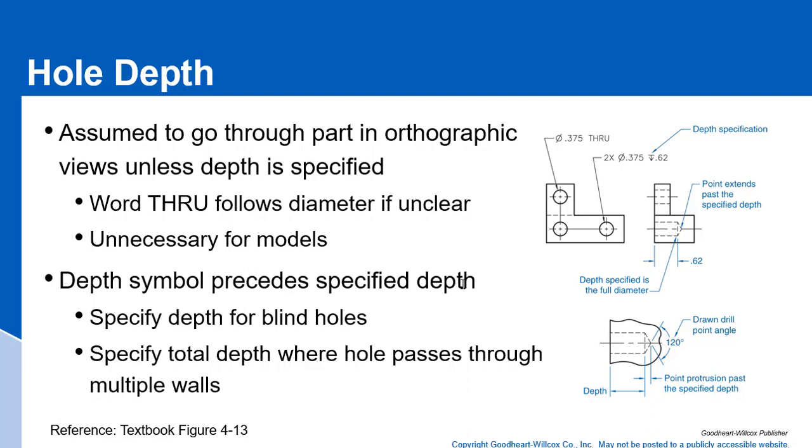The depth symbol precedes the specified depth. So you're going to specify the depth for blind holes. A blind hole always goes to the full diameter. Okay, and you use that depth symbol, and then the dimension of the depth comes afterwards. And you want to specify the total depth where the hole passes through multiple walls.